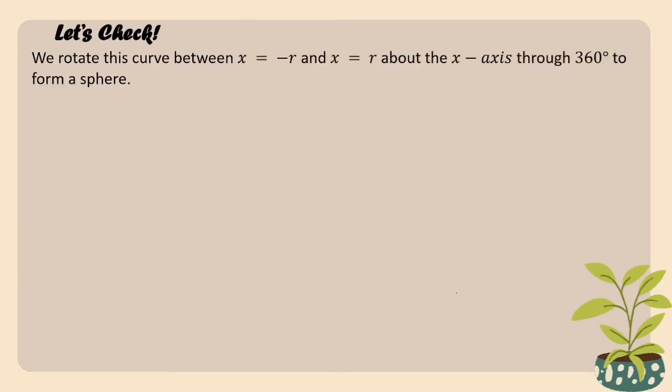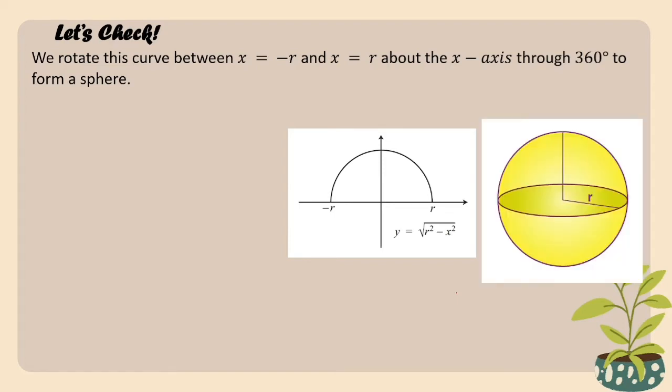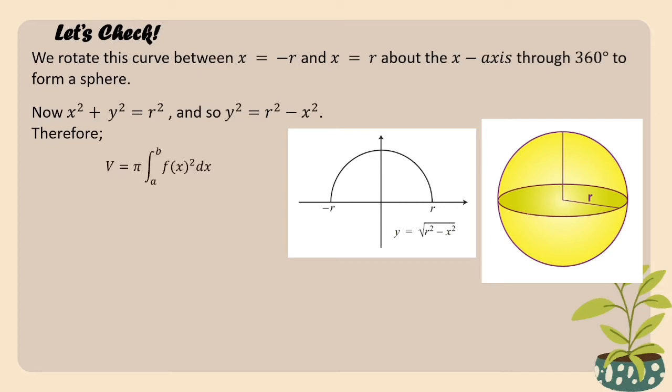So let's check. We rotate this curve between x equal to negative r and x equal to r about the x-axis through 360 degrees to form a sphere. Here, our limits of integration are negative r and r. So we have here the 2D figure and the 3D figure. Now we have x squared plus y squared equal to r squared, and so y squared equals r squared minus x squared.